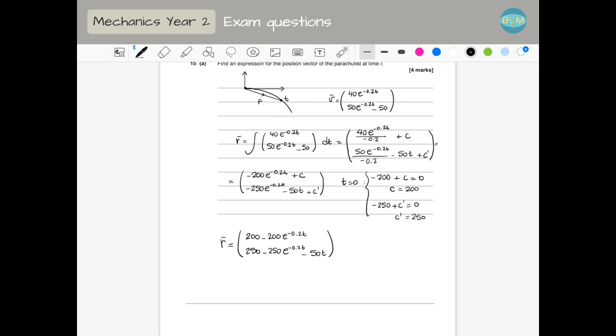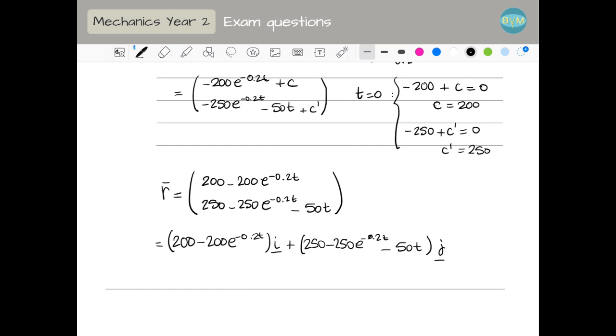You can write it this way, or you can write it with the other notation. If you write it with ij notation, you will want brackets, because all of the first term is multiplied by i, and all of the second term is multiplied by j. So don't forget to write your brackets, minus 50t j. Yeah, that's your vector.